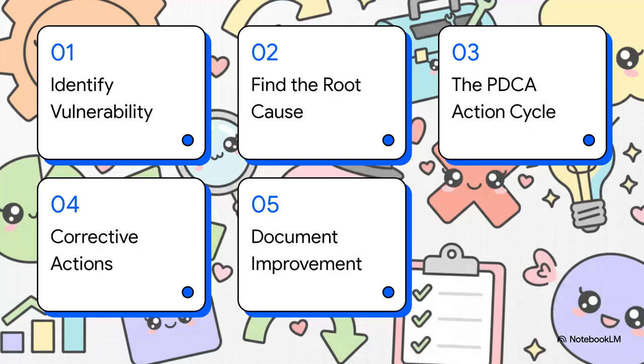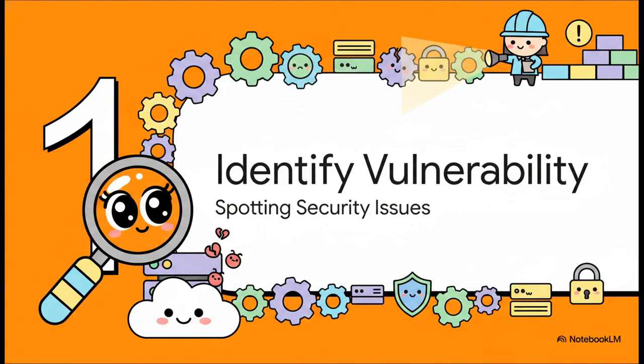All right, so here's our roadmap for today. We'll cover spotting the security vulnerability, uncovering the root cause, the PDCA action cycle, implementing corrective actions, and finally, documenting continuous improvement. Let's jump right into Section 1.